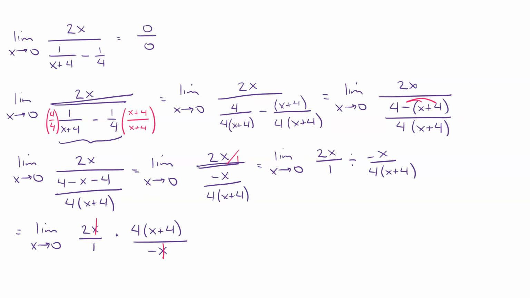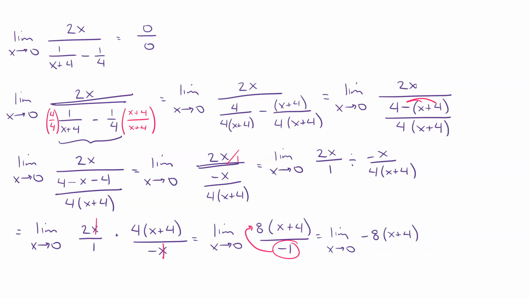Now I can cancel my x's, simplify the top. Don't lose the negative on the bottom, and in this case we can actually bring that negative up. And now we can resubstitute. Plug in 0 for x. We get negative 8 times 0 plus 4. We end up with negative 32, where x can't be 0, and we have a removable discontinuity at 0, negative 32.